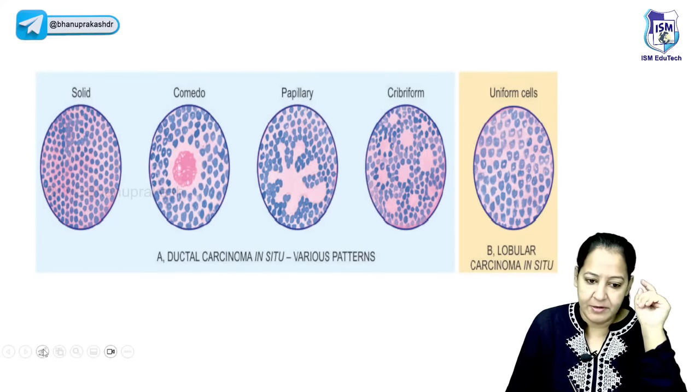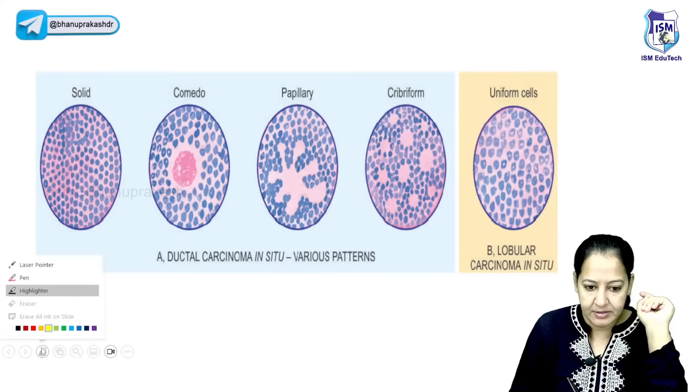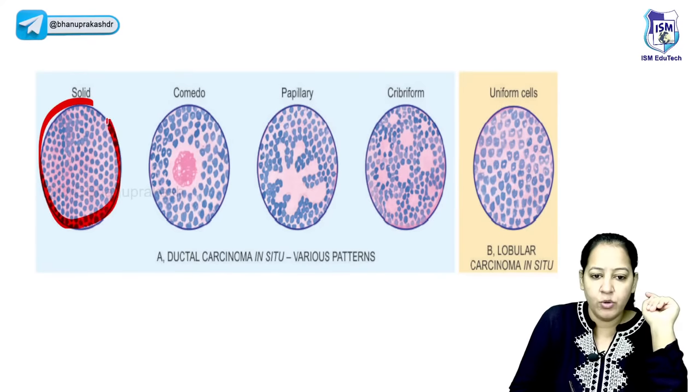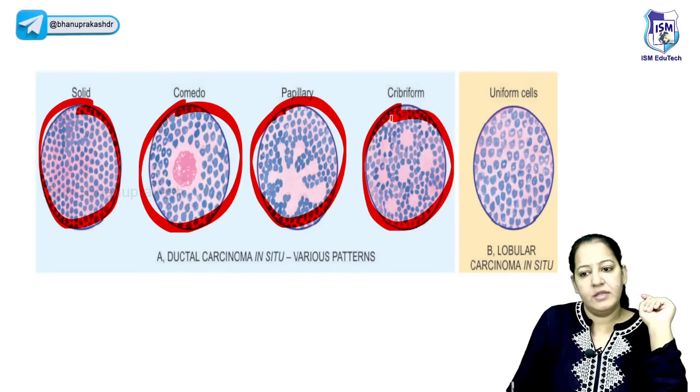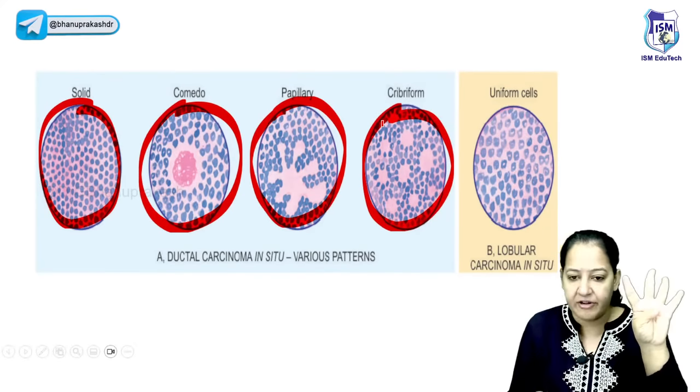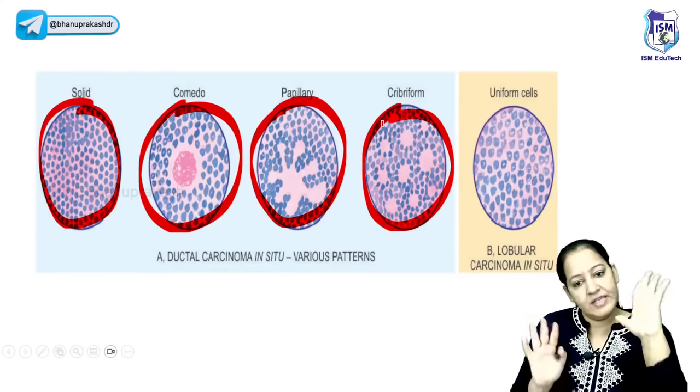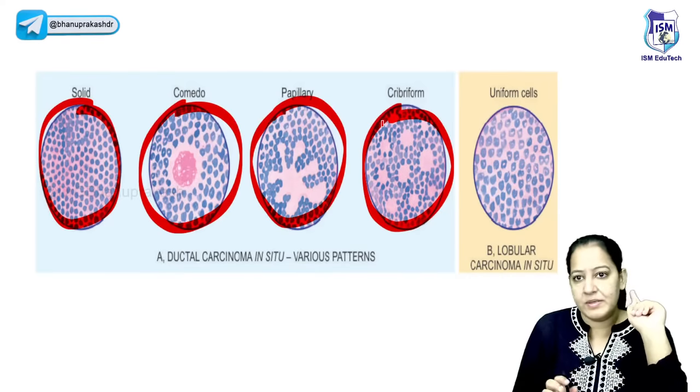These all are ductules. Let me draw the ductules for you. Imagine, just a second. This is a ductule. This is a ductule. And this is a ductule. See the first four diagrams. These all are ductules. Now, they all have tumor cells inside them.